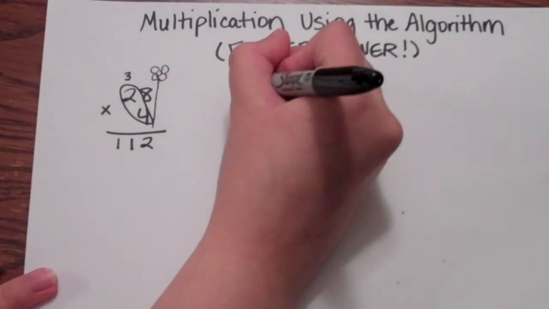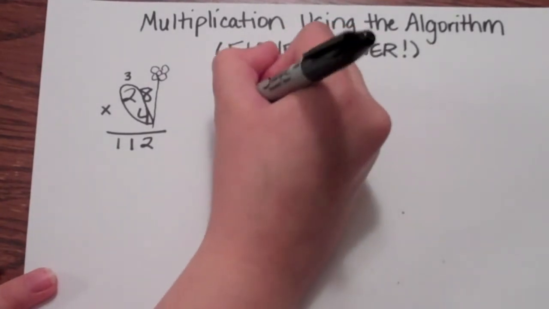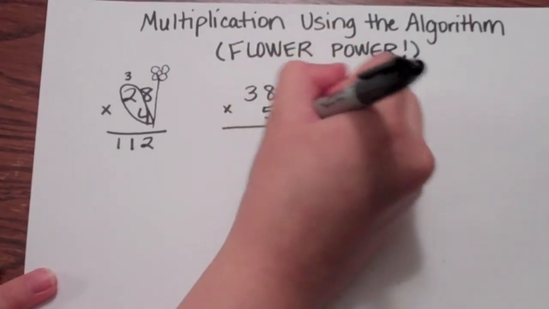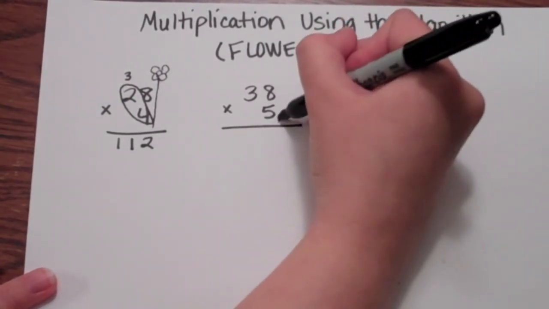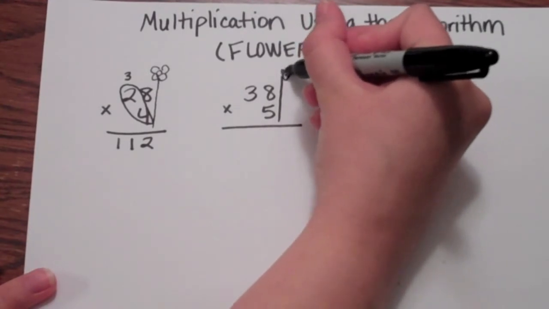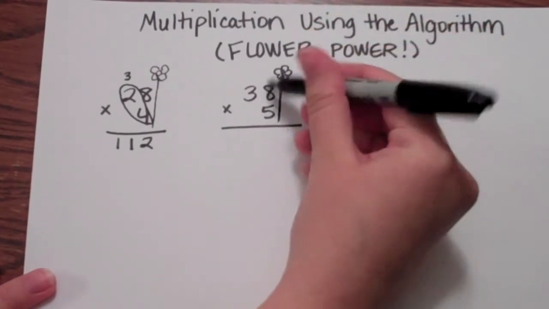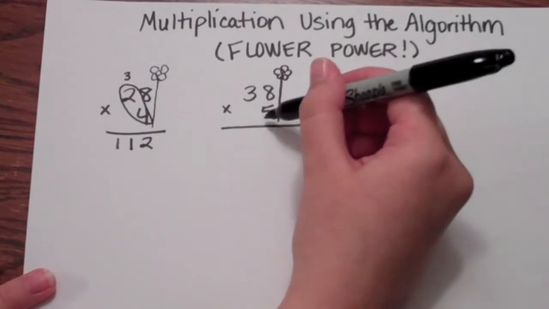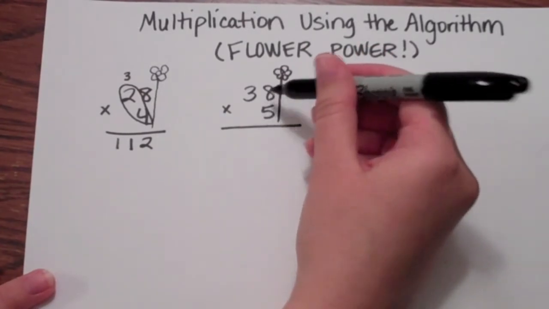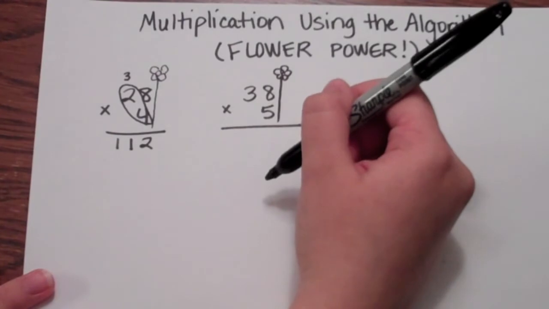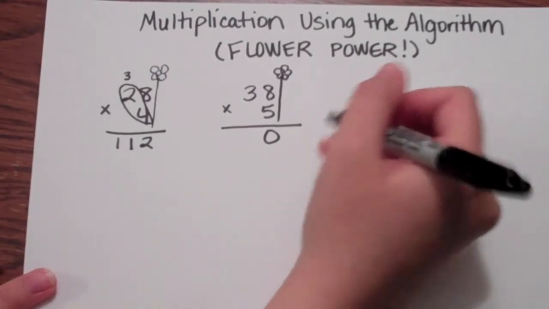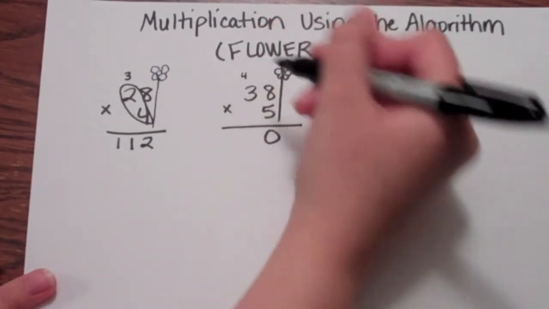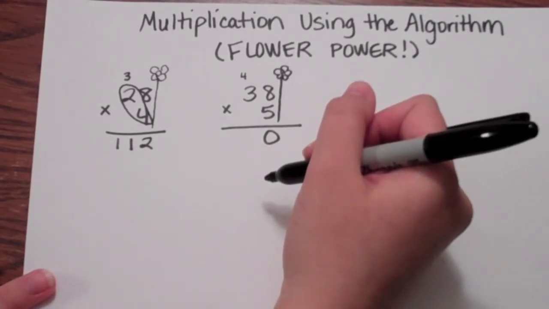Let's try 38 times 5. Now, using my flower power strategy, I'm going to draw my stem to remind myself that I multiply straight up the ones first. 5 times 8 is 40. I can't squeeze 40 into the ones place. In the number 40, there are 0 ones. I'm going to put a 0 in the ones place. Now I need to carry my 4 tens just to remind myself to add them on later.